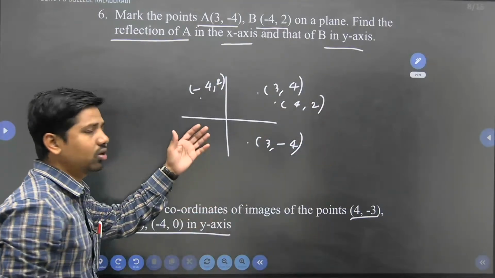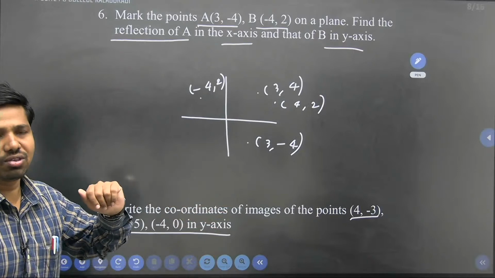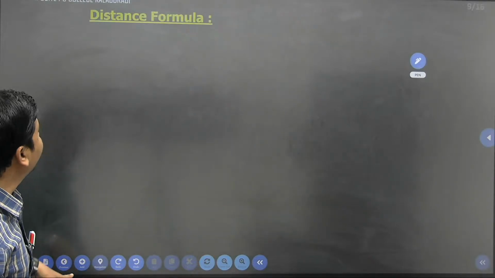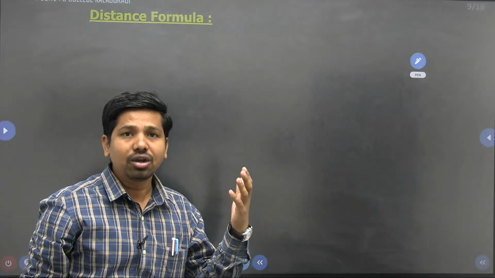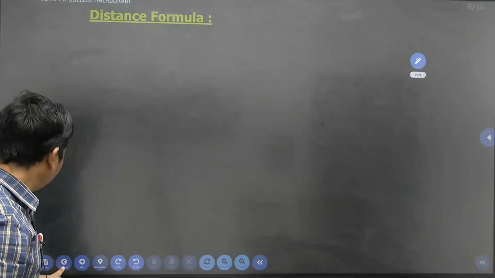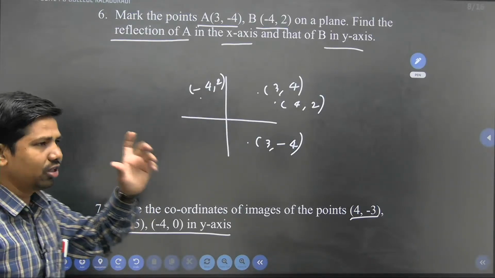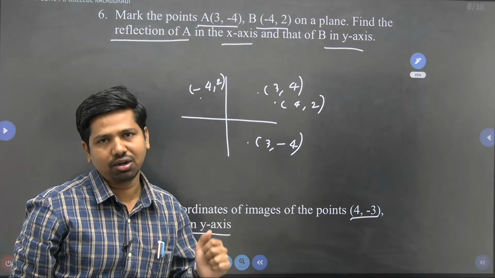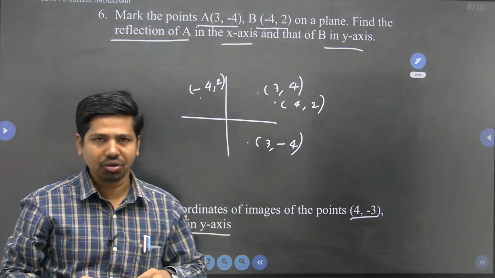So just try to solve this example. In the next class we'll be discussing this example, and even the next form, that is called the distance form, right? So try to solve these two examples, plotting the points and finding their images. Thank you, students. Tomorrow we will continue the class. Thank you.